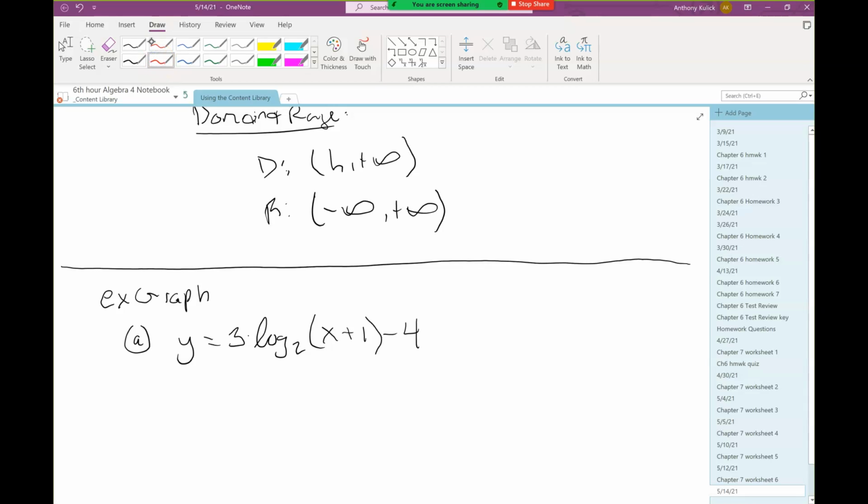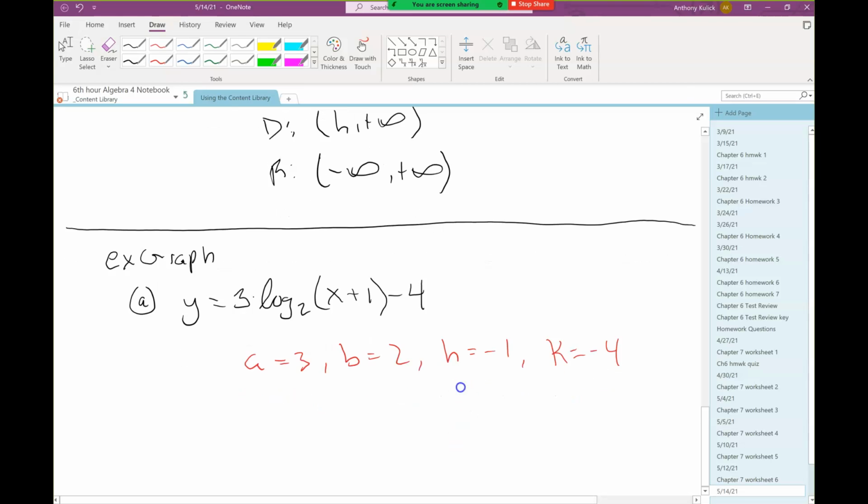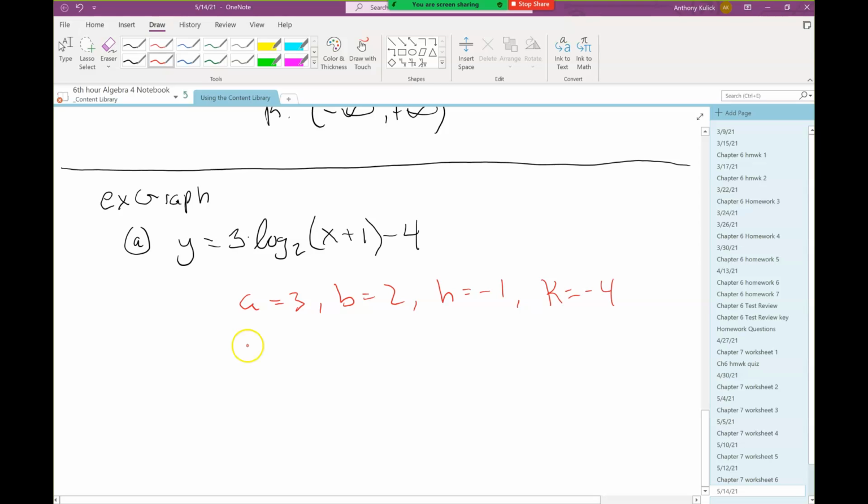So let's say we want to graph 3 times log base 2 of x plus 1 minus 4. I'm going to start by writing down my values for a, b, h, and k. Again, that should be very easy. The only thing you have to keep in mind is that the value for h is always the opposite of what it looks like in your equation. So here the h is negative 1, not positive 1. Again, I'm still seeing a fair number of us make that mistake, so I'm going to just emphasize it one more time. Our vertical asymptote then is x equals h, so that's x equals negative 1.